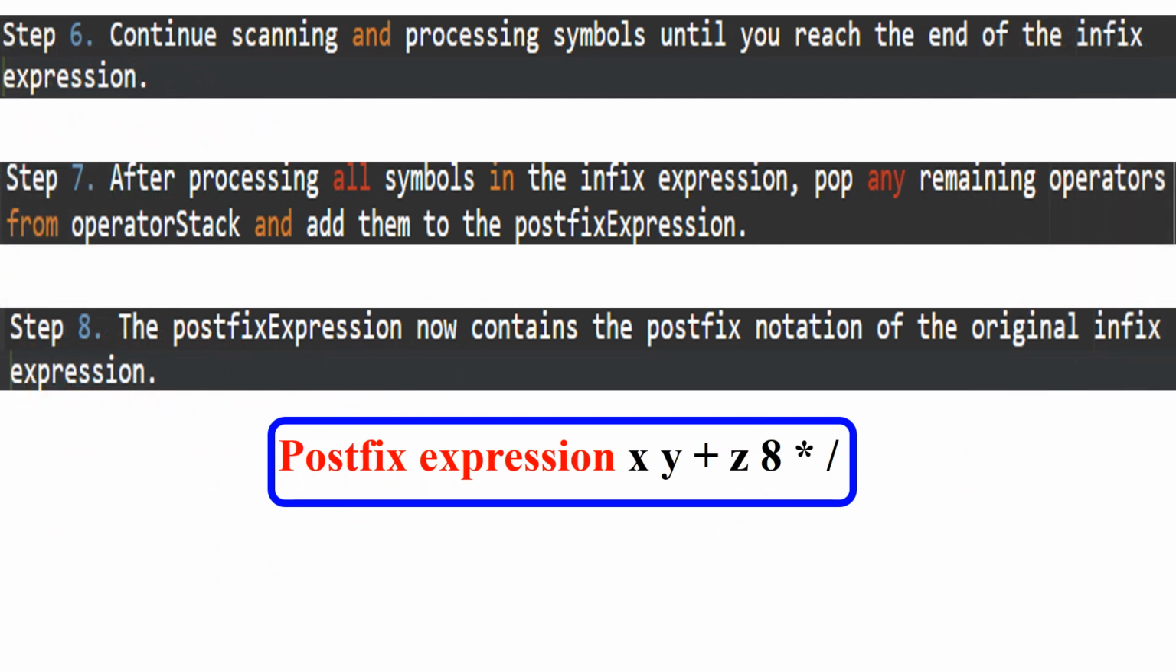Step 6. Continue scanning and processing symbols until you reach the end of the infix expression. Step 7. After processing all symbols in the infix expression, pop any remaining operators from the operator stack and add them to the postfix expression. Step 8. The postfix expression now contains the postfix notation of the original infix expression.